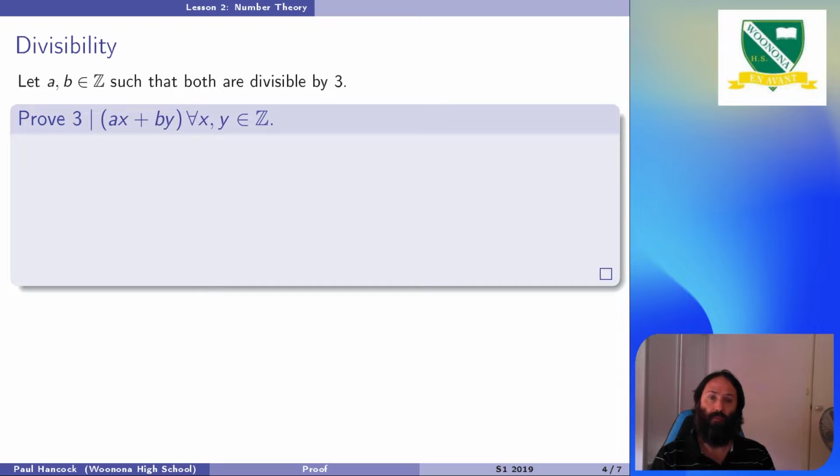Now let's prove a more general result. Here we're saying that we want to prove that ax plus by is divisible by 3 for all integers x and y. So x and y can be whatever integers we want. We don't care. We're saying that if a and b are divisible by 3, then ax plus by is also going to be divisible by 3. And this is a critically important result in number theory, but the proof's fairly straightforward.